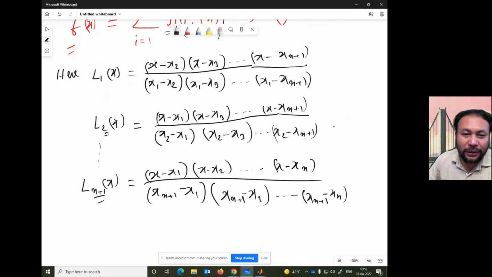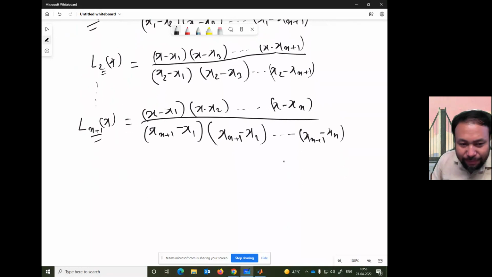Listen here. For the coefficient of y1, there is no x1 in the numerator, and in the denominator there is no x1 minus x1. In L2 also, the same logic; in L(n+1) also, the same logic has been applied. Now, how do we write this in terms of our Li form? Here i is moving from 1 to n plus 1. Now, these are all in product form, right? So it is just the symbol of product.